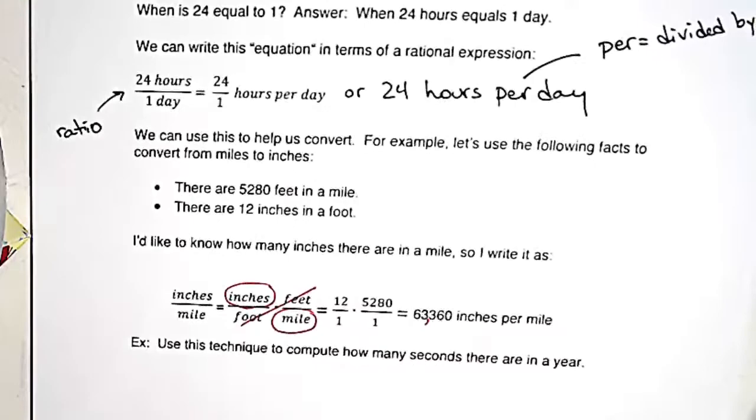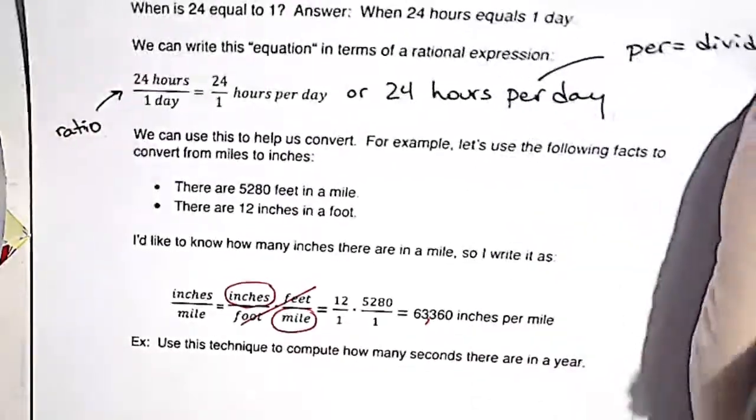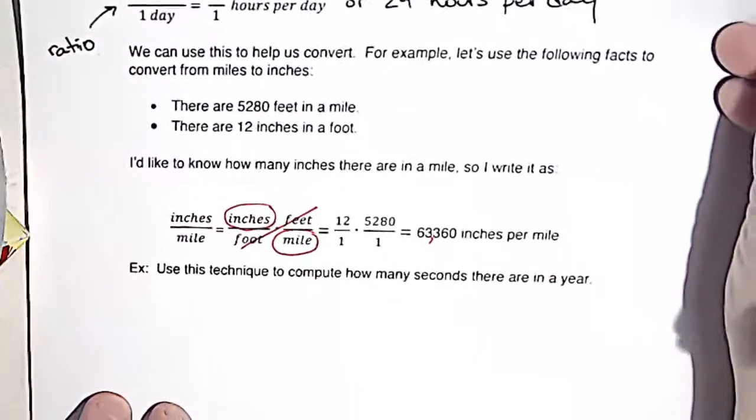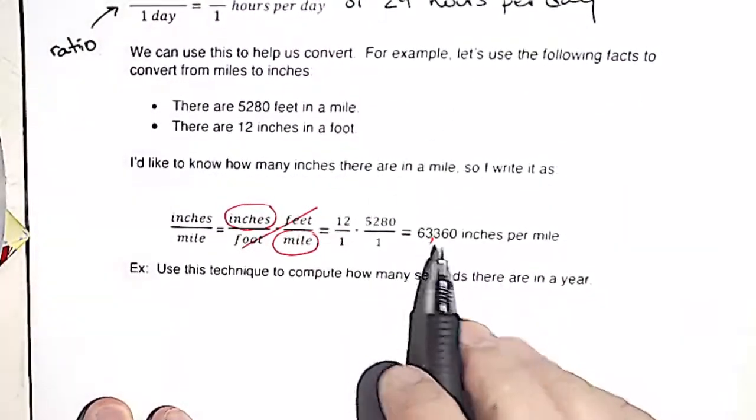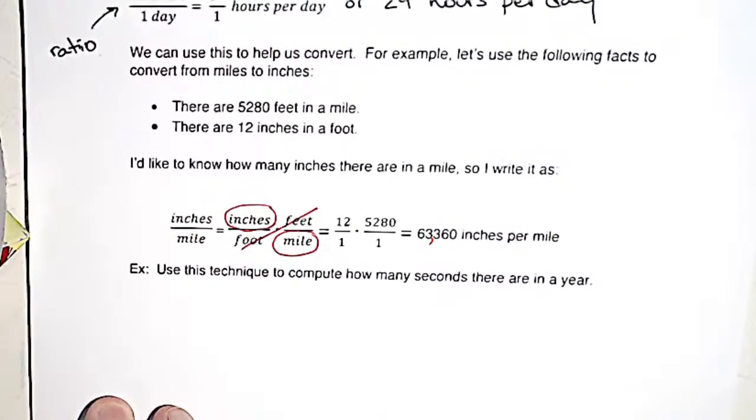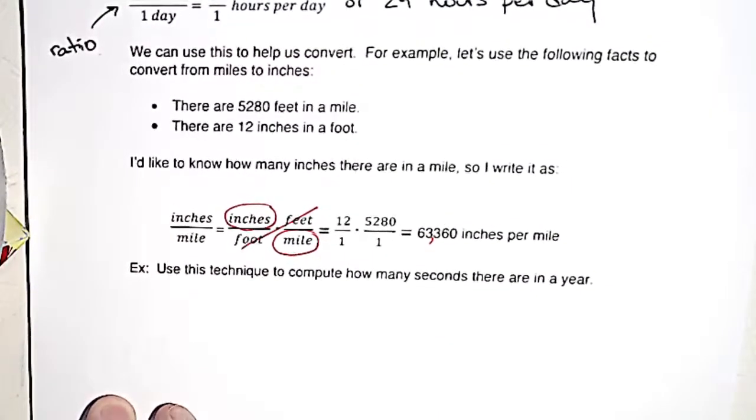63,360 inches per mile. And if you've ever gone running, and if you're like me, you don't like running. I'm not a big fan of running. So whenever I'm running, I can tell you there are probably more than 63,000 inches. I've felt every single one of those.